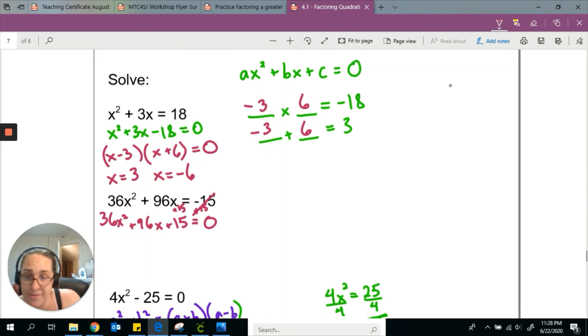So I'm going to go through and divide everything by 3. So 36 divided by 3 is 12. 96 divided by 3, pardon me, is 32. And 15 divided by 3 is 5. And 0 divided by 3 is just 0. So I've simplified things a little bit. I haven't actually gotten to the factoring part.